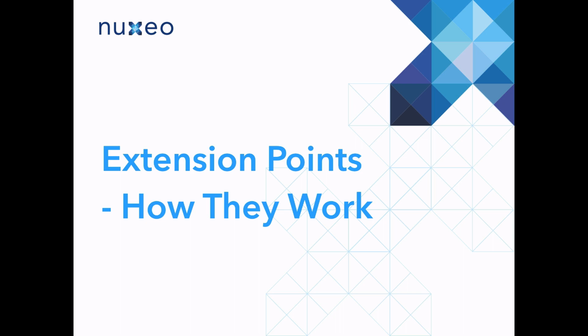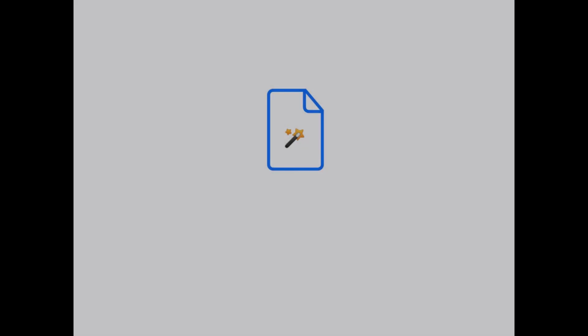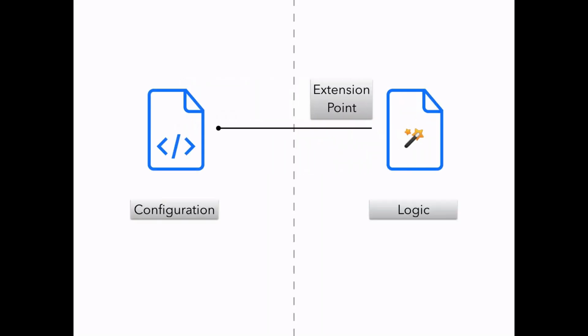These videos teach you how a service can be made configurable by adding extension points to it. Extension points are features you can add to your services in order to separate their configuration from their logic, making your code more reusable and easier to maintain.